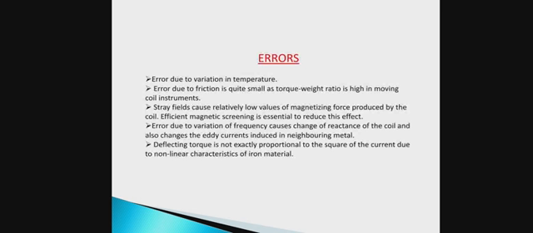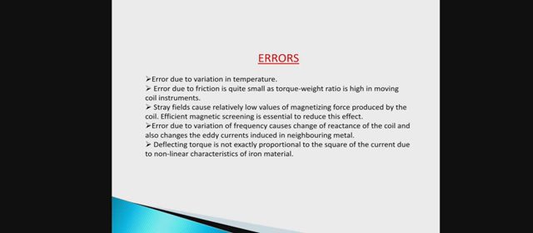Then coming to the error parts of this type of instrument. In this type of instruments, errors arise due to variation in temperature. Friction error is quite small, as torque to weight ratio is high in moving iron instruments. Stray fields cause errors since the magnetizing force produced by the coils is relatively low. Efficient magnetic screening is essential to reduce these effects.